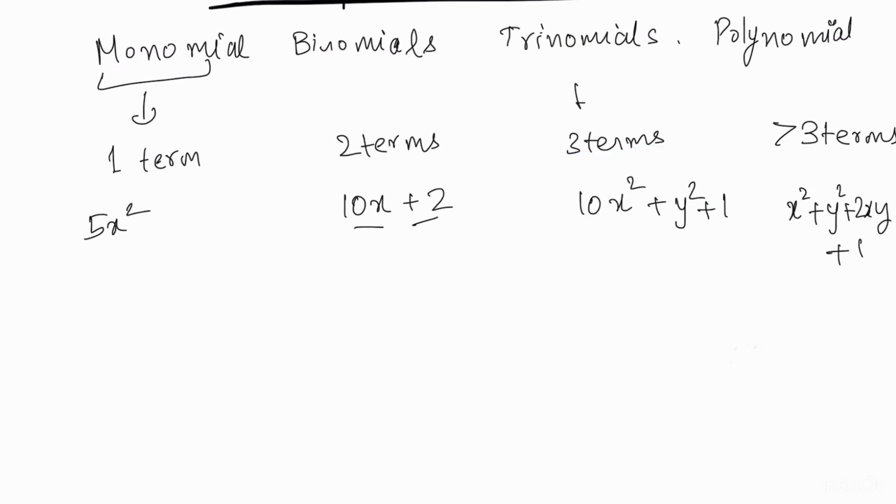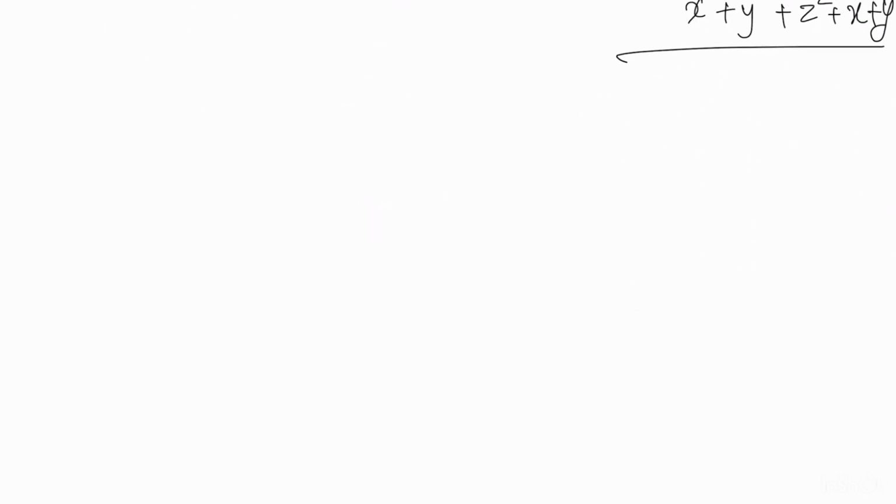It can have any number of terms, x square plus y square plus z square plus x plus y. So any number of terms can be there in a polynomial.